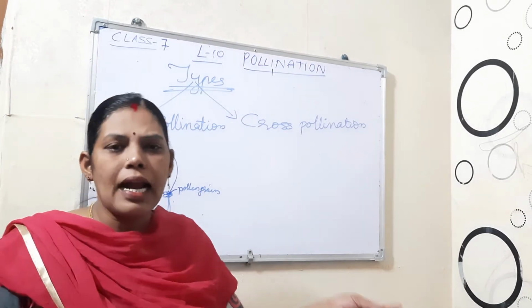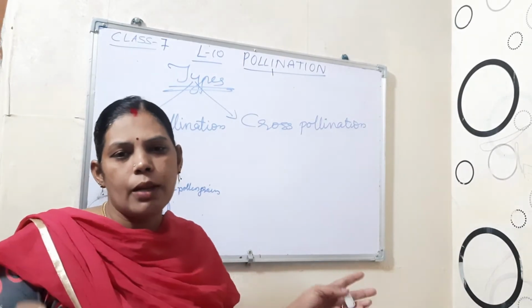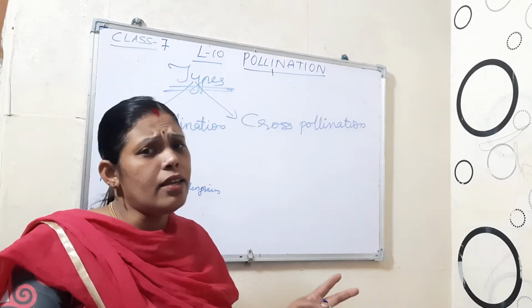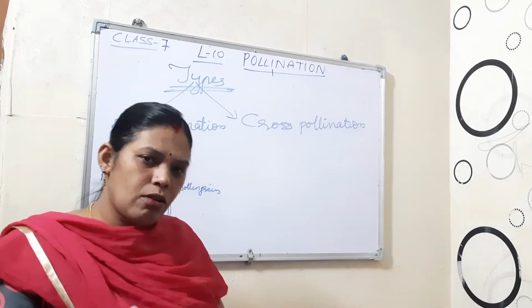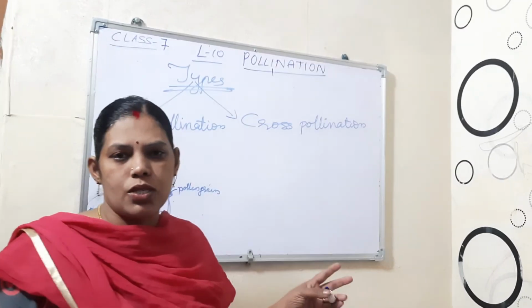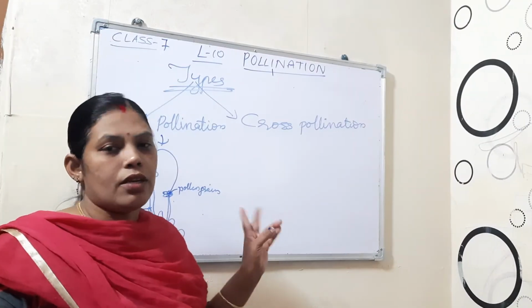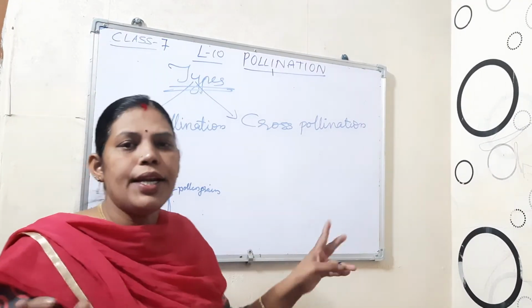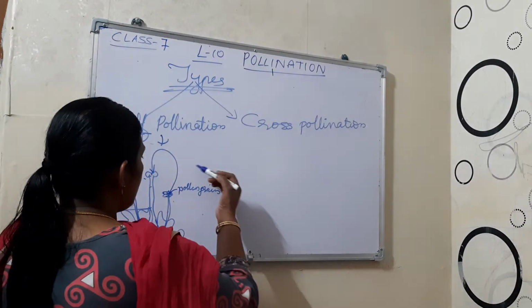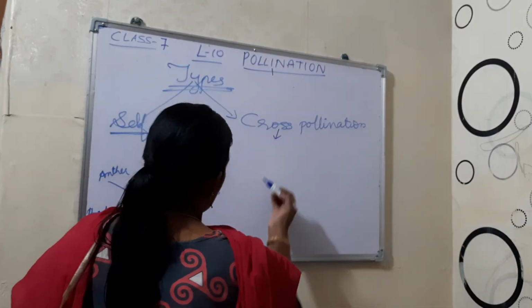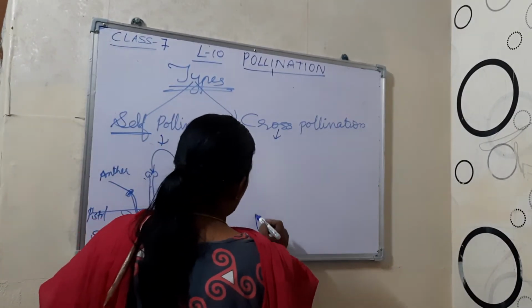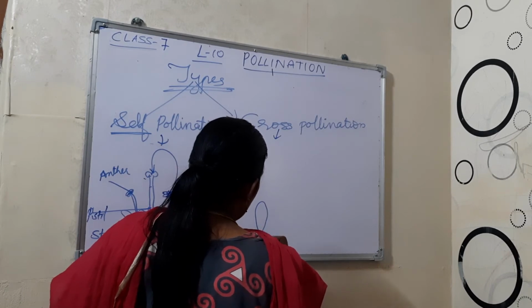If in a garden so many plants are together, then when the wind moves, all these pollen grains mix up and go. And if they fall onto another flower, there will not be any fertilization, because they are totally different. So what happens in cross-pollination, the same way I am explaining through this. Here is how it happens.